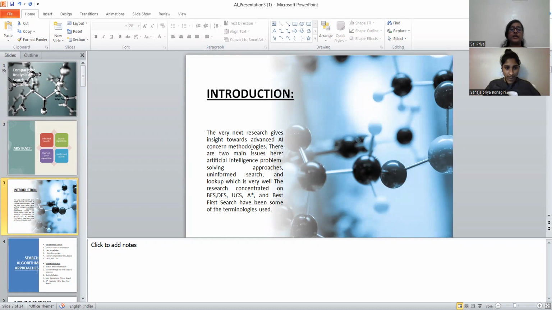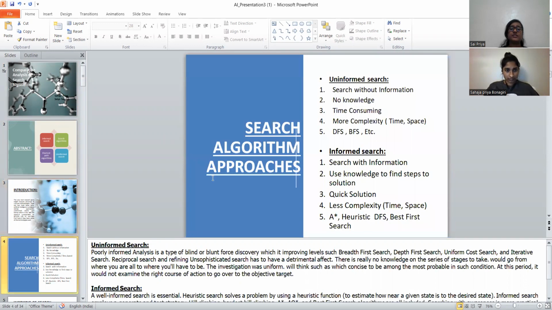Coming to the introduction, AI is concerned with methodologies and problem solving approaches like BFS and DFS, UCS, A star algorithm and best first search algorithms. These terminologies are used in today's artificial intelligence. Coming to the search algorithm approaches, they are divided into two categories: one is uninformed search, and another one is informed search.